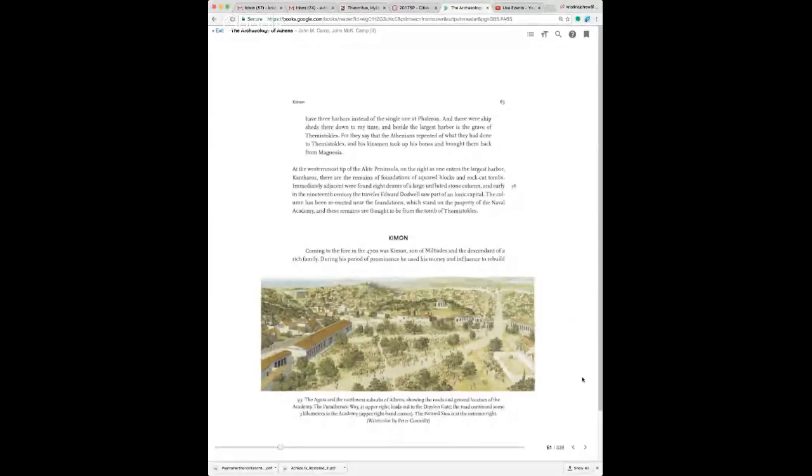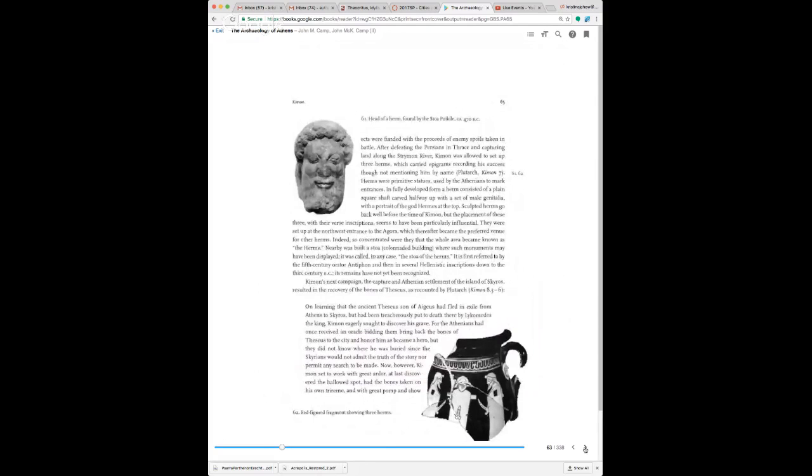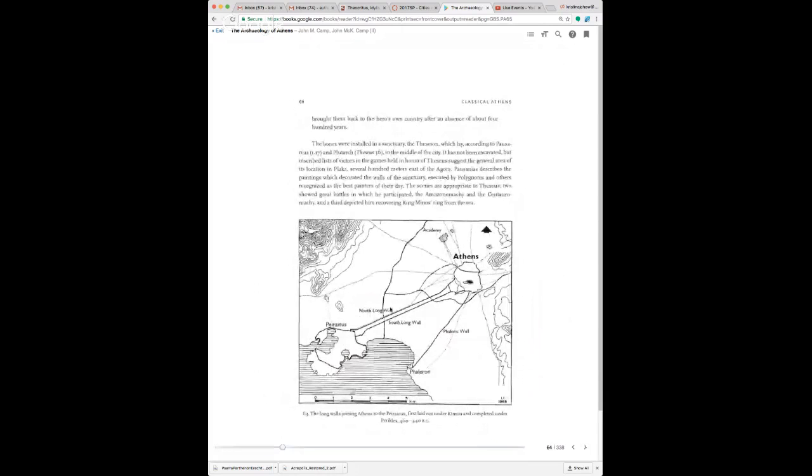So the book, I think, goes over this quite well. Remember, our author, Professor Camp, was at one time the director of the excavations of the Agora. You see a painting of it, and he goes into more detail about rebuilding Athens as a city. These are the long walls, for instance. So this is the city of Athens, and the Piraeus, the port.